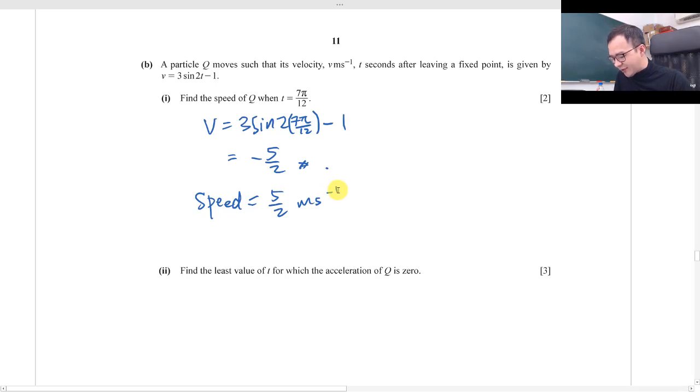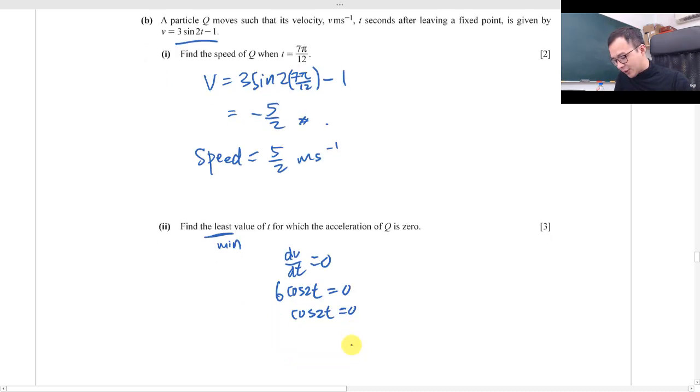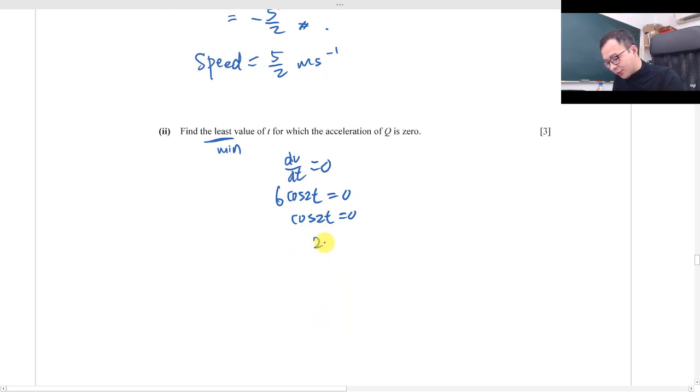Alright, find the least value of t when the acceleration is 0. Least value means minimum value. Maximum, minimum, we know we need to differentiate. So dv/dt must equal 0, and then we want to find t. I will differentiate that, and this will give me 6 cos 2t equals 0. So cos 2t equals 0, so 2t should equal pi over 2. t should equal pi over 4.